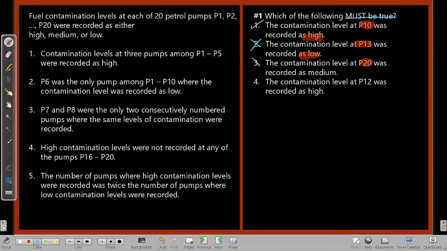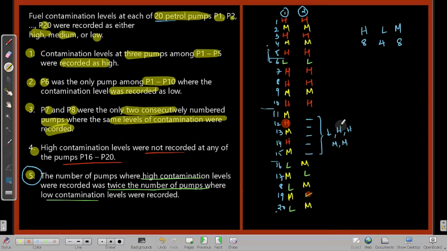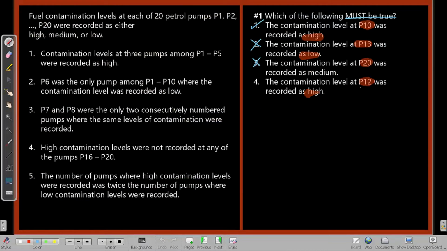So 3 goes. The contamination level of P12 is high. Is it necessary that P12 has to be high? In the first case, P12 is high. But in the second case, this can go. It can even take the value low. It can be anything. It is not necessary that it has to be high. It can be low as well. It will still work. You can think of a case where, for example, we have put this to be low, which means we need this to be high, medium, high and medium. It can work. So it is not necessary that 12 has to be high. So we have answer to question number 1.